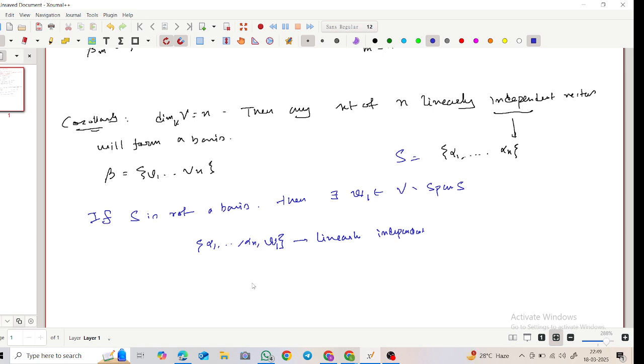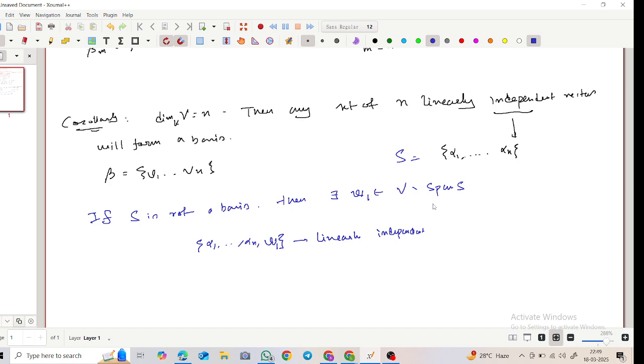Wait a minute. So W1 is away from this. Okay. I want to show that, basically I will have to show that W1 is in span S. So what can I do?